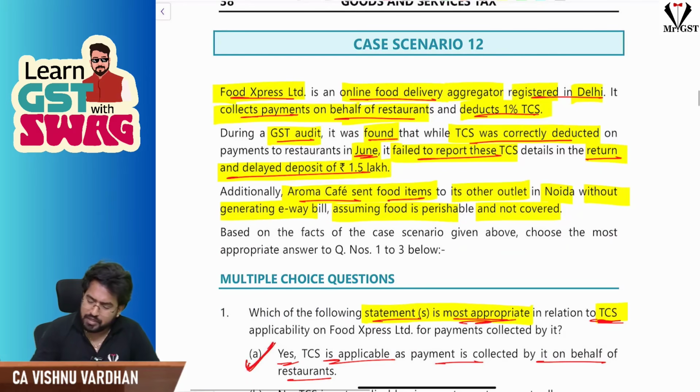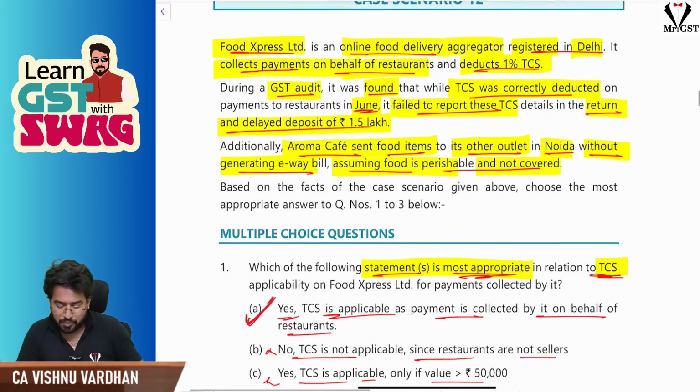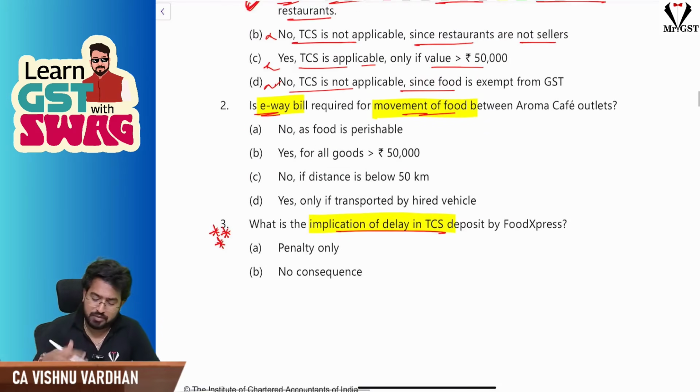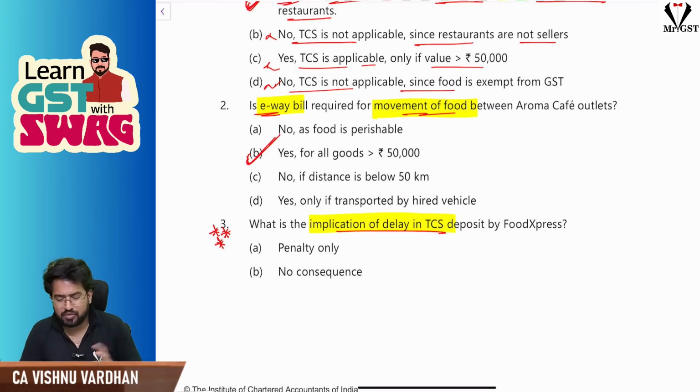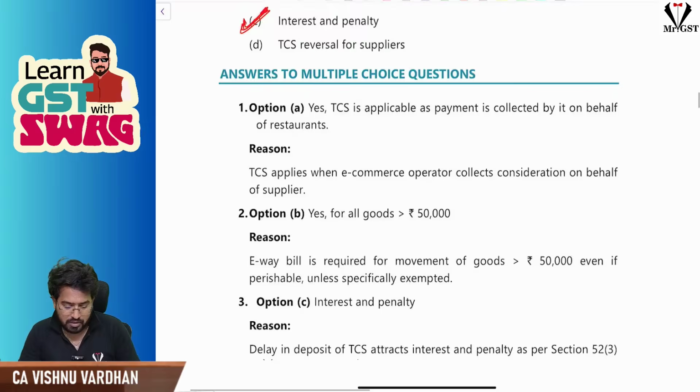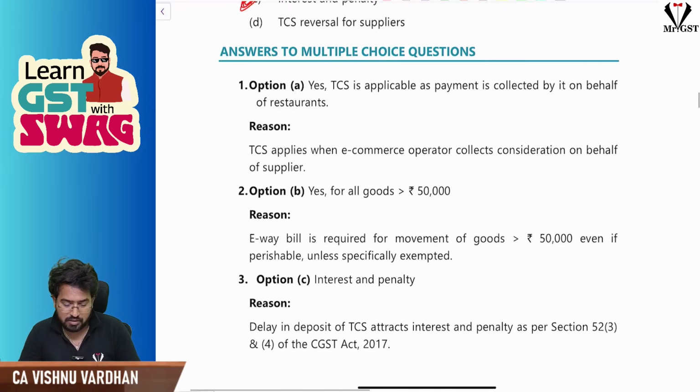Aroma Cave sent food items to other outlets in Noida without generating e-way bill, assuming food is perishable and not covered. As you know, whether it is perishable or not perishable doesn't matter. The value should be greater than 50,000. They should have given an even more technical way: for all goods, consignment value greater than 50,000. But still, the appropriate option is option B. So that is the answer, A, B, C. That is the answer. Okay.